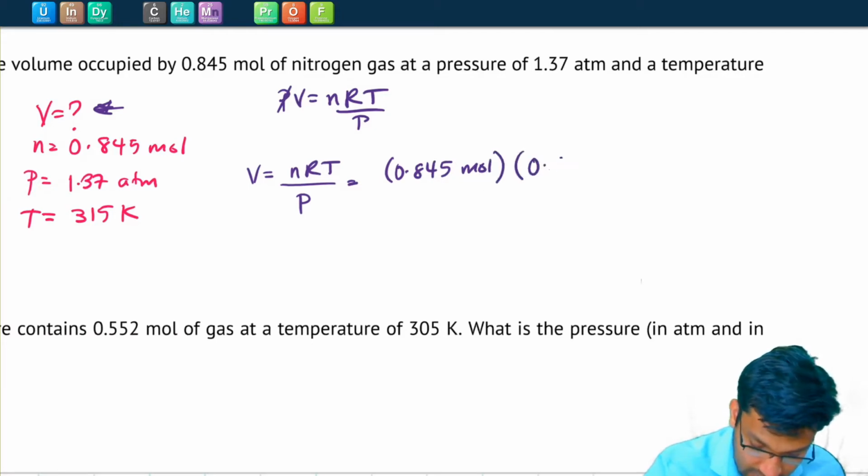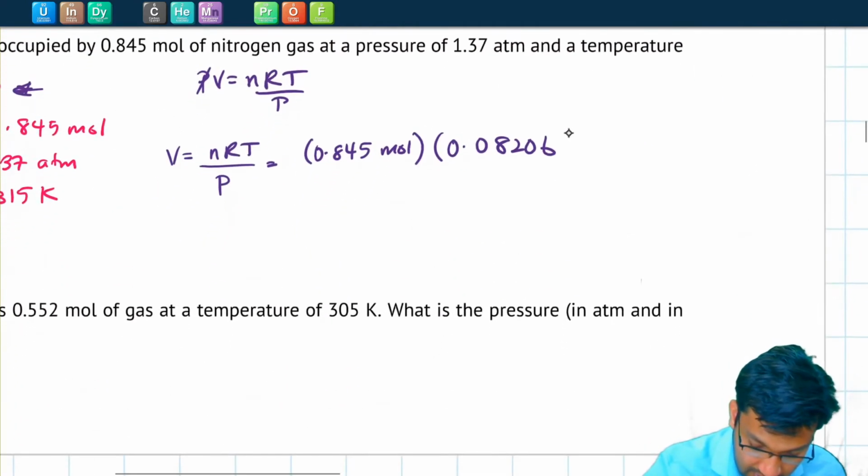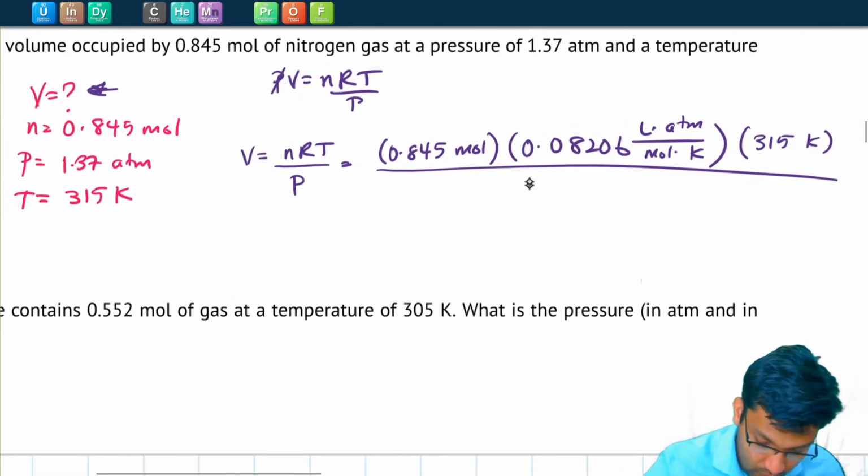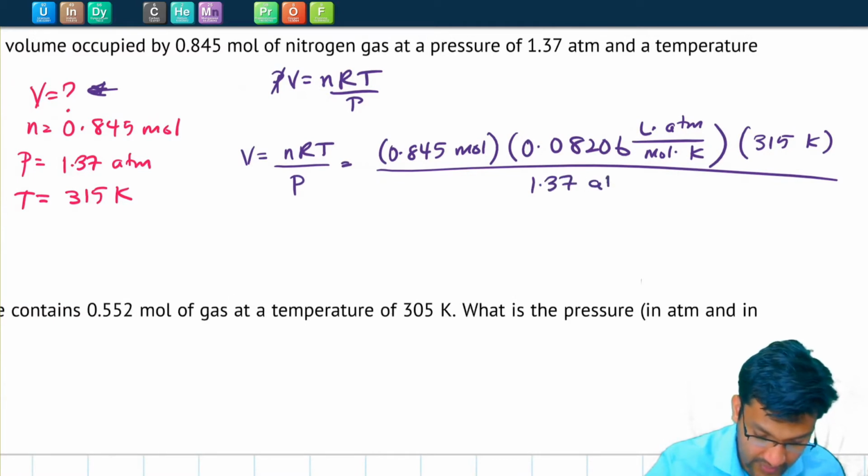R is 0.08206, right? It's right up here. And the units are liters times atmospheres divided by moles times Kelvin, right? The units are important. The temperature T is 315 Kelvin, and the pressure P is 1.37 atmospheres.